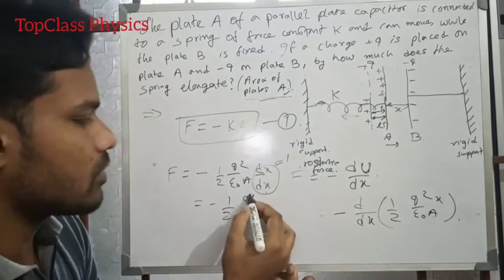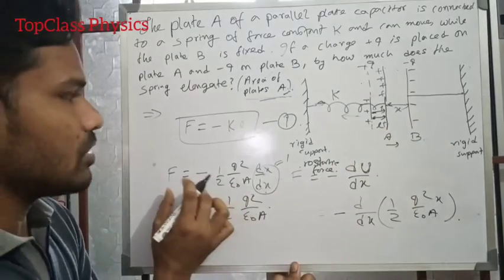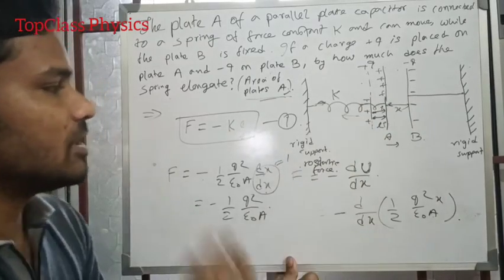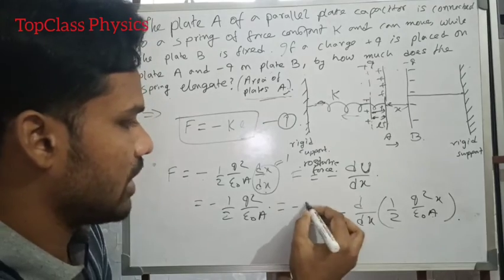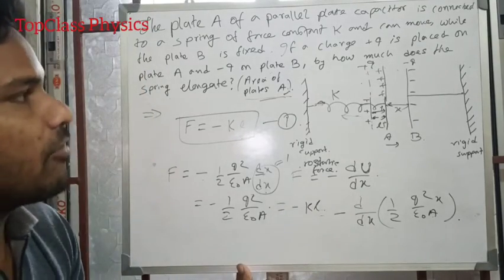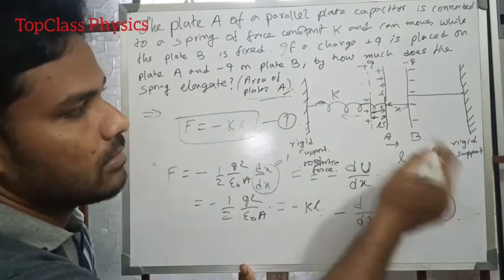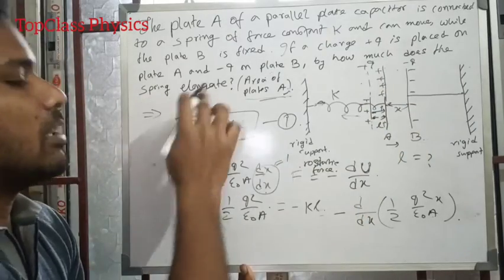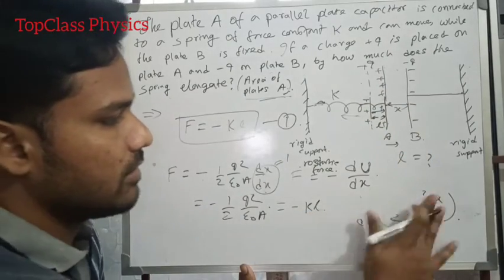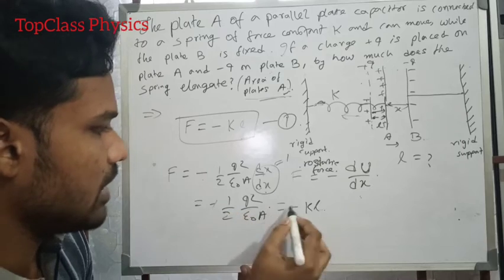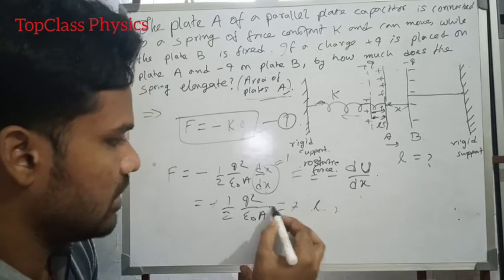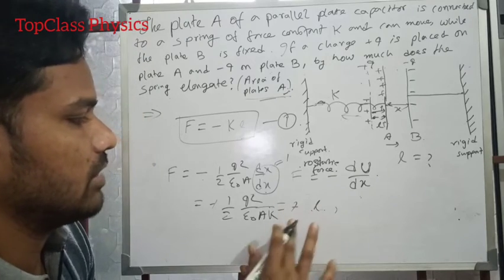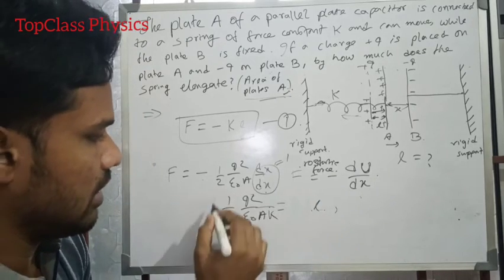So this is the force between these two plates, and it equals the force due to the spring, since the electrostatic force must be equal to it. That means minus K into L. I have to find the value of L, how much the spring elongates. So the minus signs cancel, and L equals half Q squared by epsilon naught A divided by K. That's it. So the value of L is this.